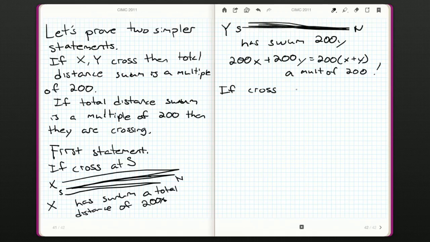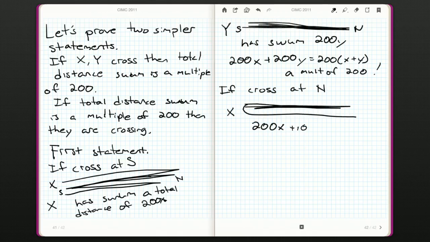If they cross at N, well, X will have gone back and forth and back and forth, and then he will go all the way to 100. So he'll have done some lengths from S to N, and then he'll have gone an extra distance of 100. Y is the same story. We just don't know how many back and forths he's done. So N is over here, S is over here.